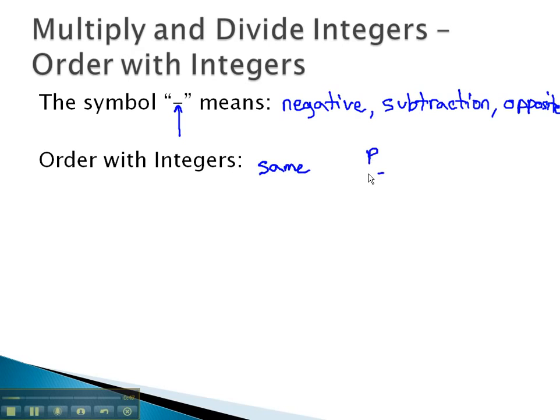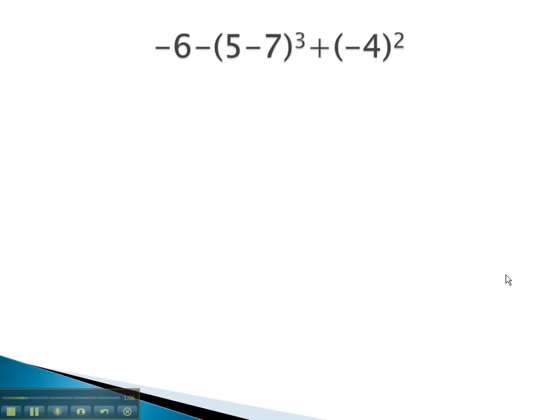We'll use Please Excuse My Dear Aunt Sally to remind us to do parentheses first, then the exponents, then we'll multiply and divide, and finally at the end we'll add and subtract from left to right with those last two. So let's take a look at an example which involves some negatives and some order of operations.